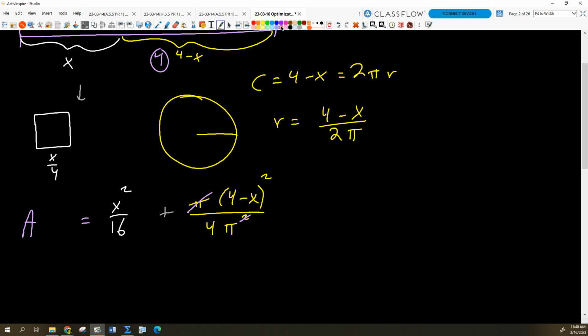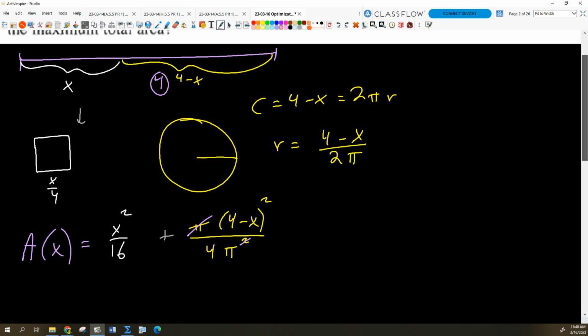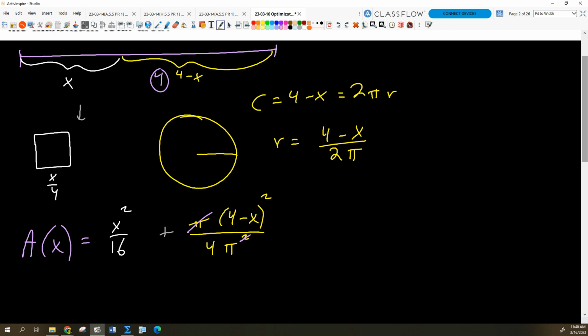Well, look, we've got area as a function of only one variable, which is x. Okay, that makes sense? Let me pause there. That's a lot of stuff. Let me pause there. Everybody get that?